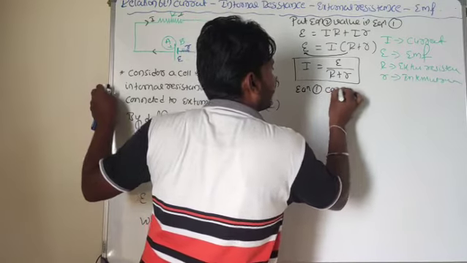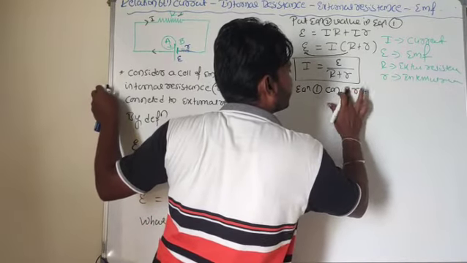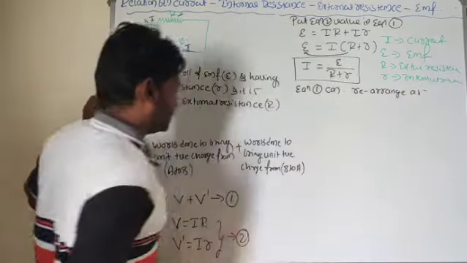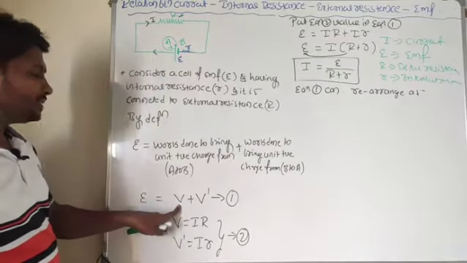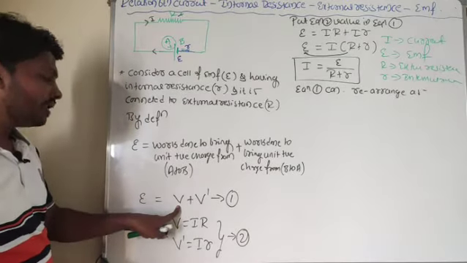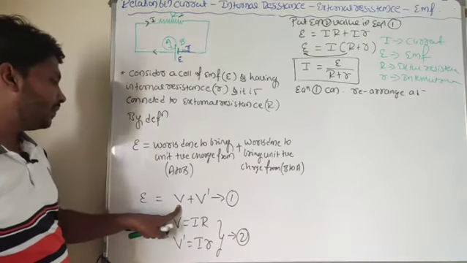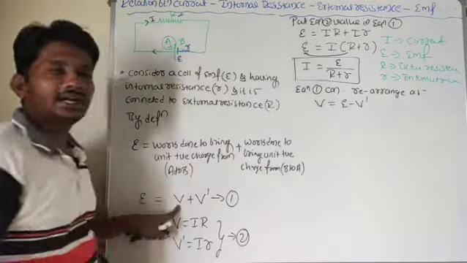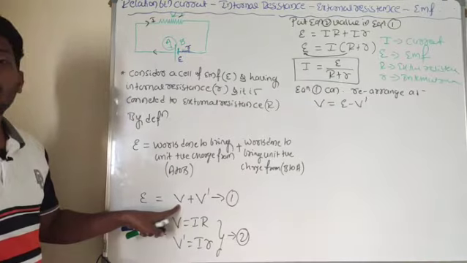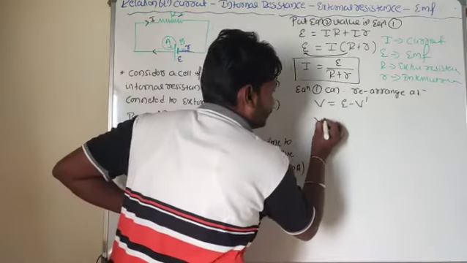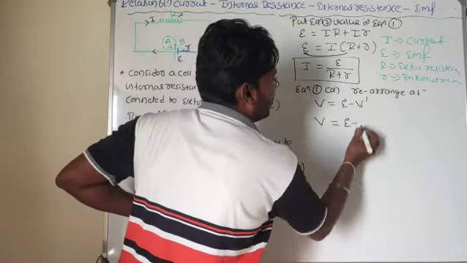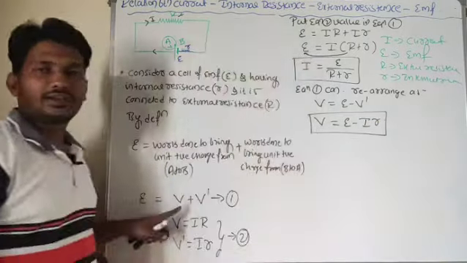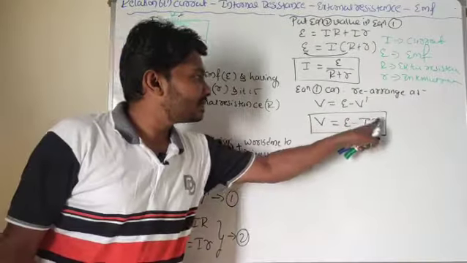Equation 1 can be rearranged. V is equal to E minus V dash. V is equal to E minus V dash, which is nothing but I into r. So V is equal to E minus I into r.